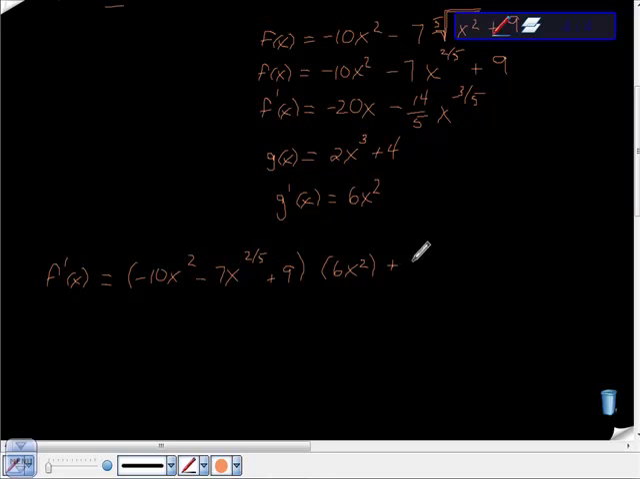And then it says take the second function, which is 2x to the third plus 4, times the derivative of the first function. So here's the derivative of the first function, which happens to be negative 20x minus 14/5 x to the negative 3/5 power. That's a pain, but that is the rule.